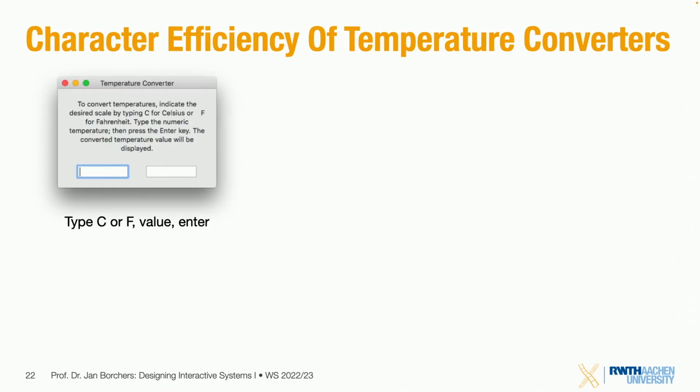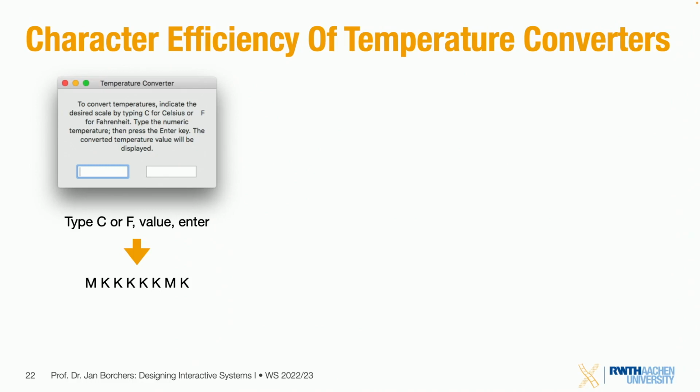Now let's look at a couple of efficiencies here for our temperature converters. Here's a slightly improved version that says: to convert temperatures, indicate the desired scale by typing C for Celsius or F for Fahrenheit. Then type the numeric temperature, then press the Enter key. The converted temperature value will be displayed. Okay? So that's maybe an alternative that is already faster than our very clunky use-the-mouse-to-change-the-selection version. So basically I type C or F, then the value, then Enter. I've now removed the mouse from the equation.